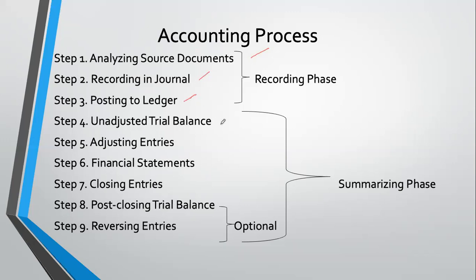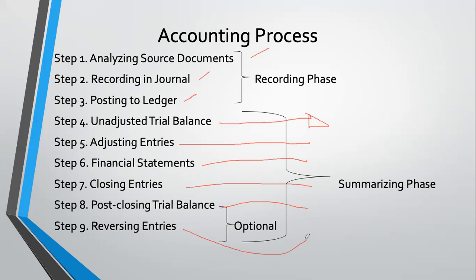An adjusted trial balance is prepared at the end of the reporting period. Adjusting entries are also prepared at the end of the reporting period. Financial statements, you prepare at the end of the reporting period. Closing entries are at the end of the reporting period. The post-closing trial balance is also at the end, and reversing entries are at the beginning of the next accounting period. That is when you prepare them.